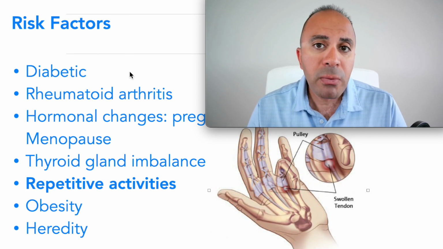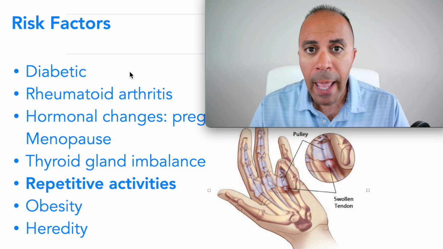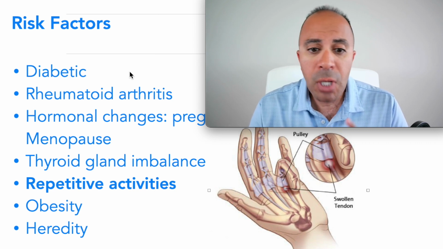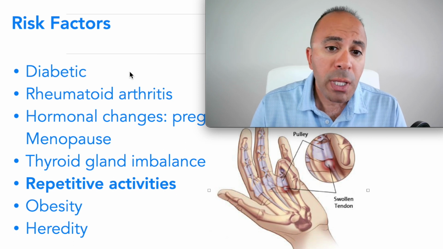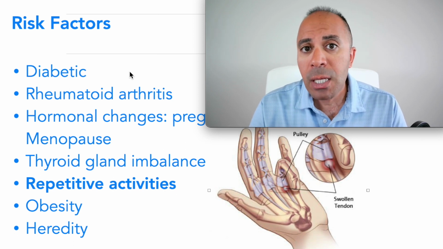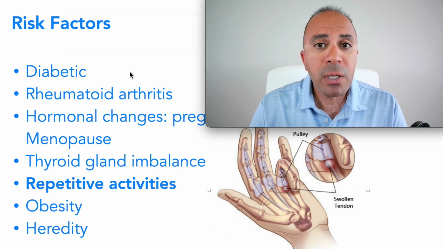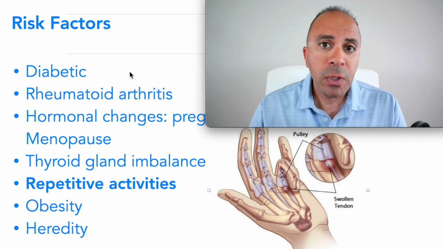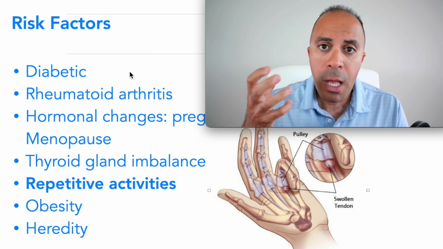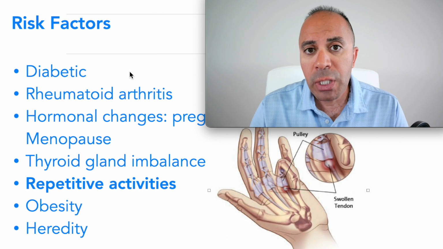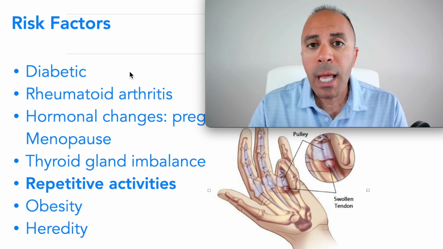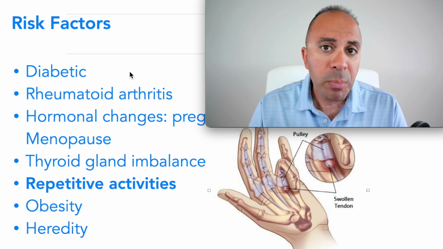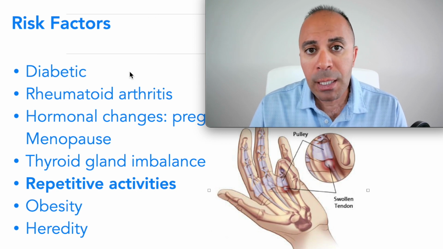So what are the risk factors for hand pain? Well, one of the risk factors, you might be diabetic or you have rheumatoid arthritis, hormonal imbalance during pregnancy or menopause. If you have a thyroid issue, that will slow down your normal healing cycle. If you do a lot of repetitive activity that causes injury to your hand, that could be a risk factor. The other risk factors could be obesity and heredity.